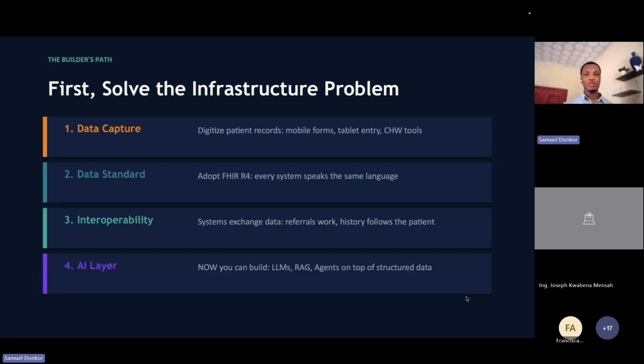And three is interoperability, which is that systems exchange data. So for example, if a patient is referred to another clinic, they know what to expect from the output of your system, right? And the patient history and data follows them wherever they go. And now you can actually start thinking about the AI layer. So now you can build LLMs, your RAG and agentic stuff on top of it, right?